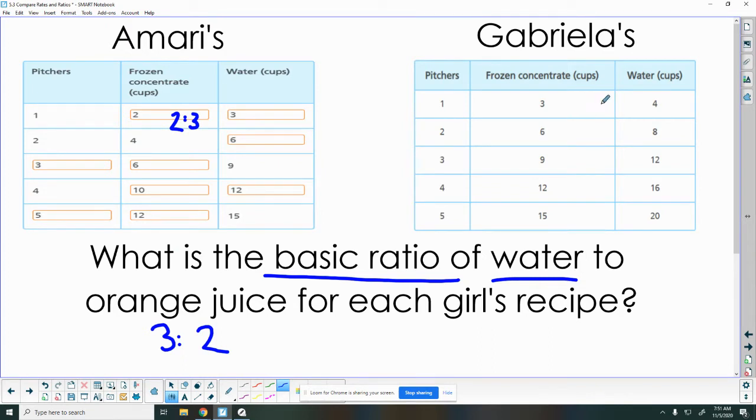And then we have water for Gabriella is 4 to 3. Or if I'm going backwards and comparing the orange juice first is 3 to 4. So there's our basic ratios. We cannot simplify these anymore. The biggest number that goes into all of these ratios is 1. And when we divide by 1, we would get the same answer. So they can't be simplified anymore.